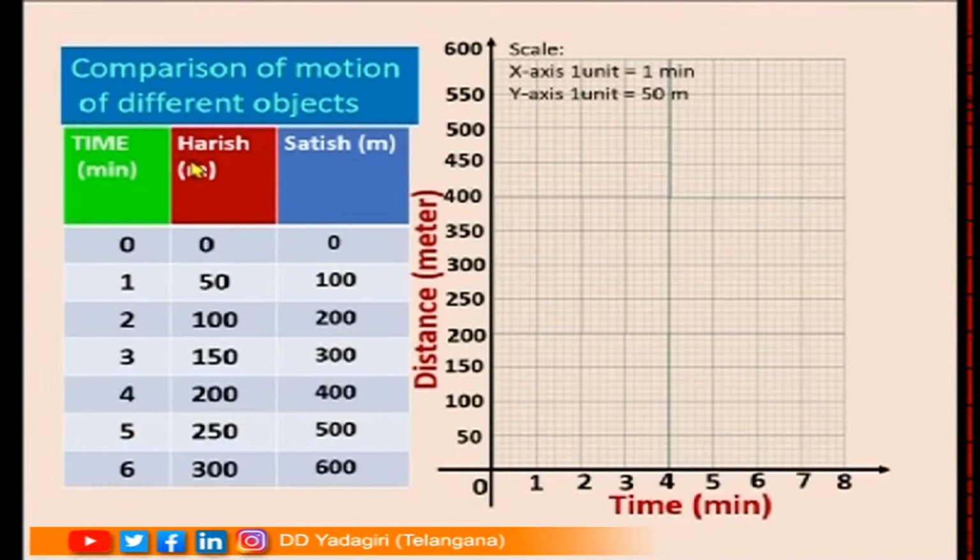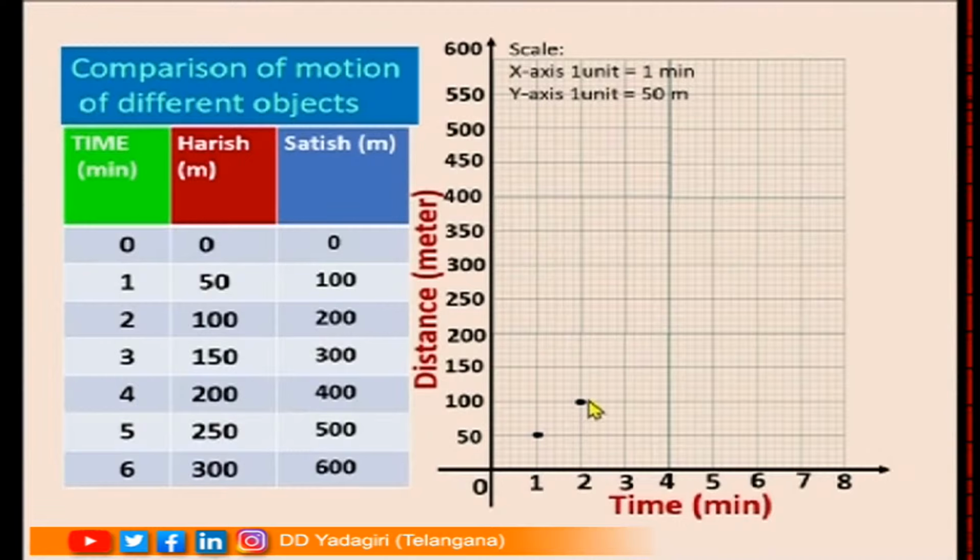Now, by observing the slope of the graph lines, observe here in this table, Harish and Satish, the values of the distance covered by Harish and Satish in the time interval of 1, 2, 3, 4, 5 and 6 minutes. In the first minute, Harish covered the distance of 50 meters and Satish covered 100 meters. Like this all the values are given here, and try to draw the graph for Harish and Satish's motion. First of all I am drawing for the motion of Harish, that is, in the first minute he covered the distance of 50 meters.